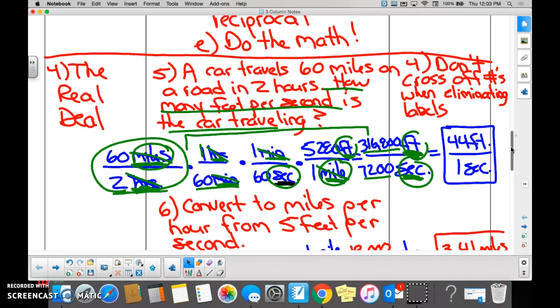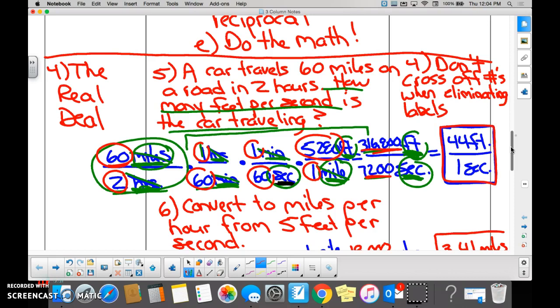So the math would be 60 times 1 times 1 times 5,280. What's that give us? 316,800. Okay, cool. The denominator math, 1 times 60 times 60 times 2. What's that give us? 7,200. Is anybody going to say that there's 316,800 feet and 7,200 seconds? No, no one's going to say that. So we just simply reduce it down to 44 feet per second.